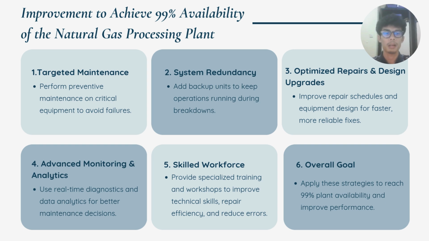To reach 99% plant availability, we will focus on five key improvements. First, we'll implement targeted maintenance using preventive and predictive methods to reduce equipment failures. Secondly, system redundancy will be added with backup compressors and turbines for uninterrupted operation. Thirdly, we will optimize repairs and upgrade designs to reduce wear and speed up maintenance. And the fourth one, advanced monitoring and analytics will enable smarter repair and shutdown decisions. And finally, we will train a skilled workforce to boost repair efficiency and minimize errors. Together, these strategies will enhance reliability and overall plant performance.